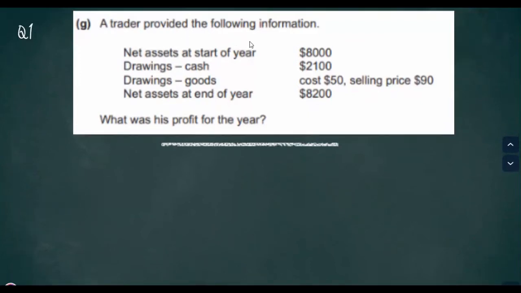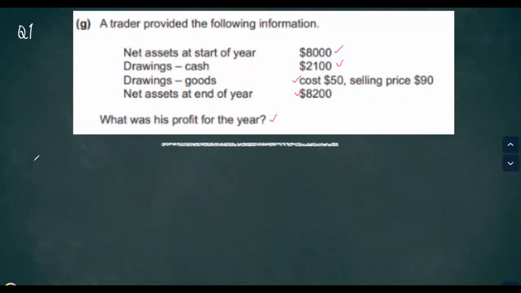Okay, now the first question. A trader provided the following information. What is the information given? Net asset for the year, drawings in cash, drawings in goods, and net asset at the end of the year. Now, what is the profit for the year? We can use our accounting equation to do this.